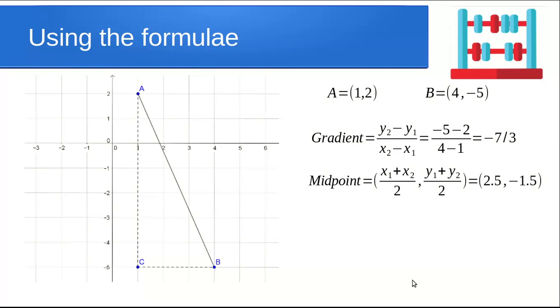What about the midpoint? Well, just as easy, just find the middle of the x's by adding them together and dividing by 2, middle of the y's, exactly the same process, and we end up with 2.5 and minus 1.5.